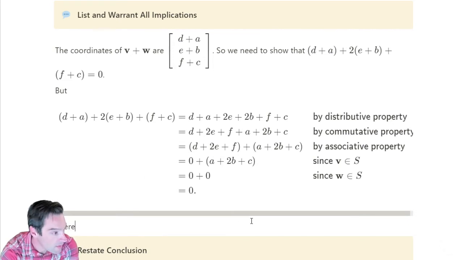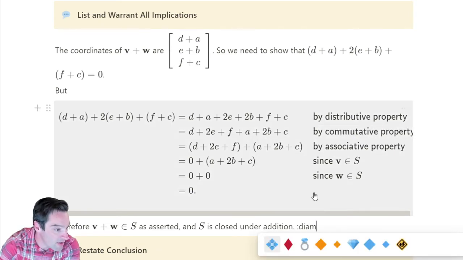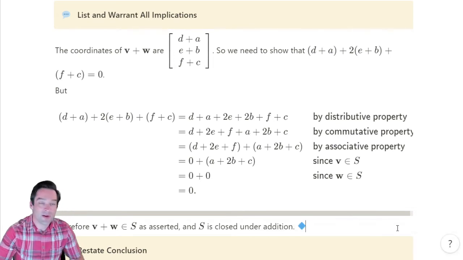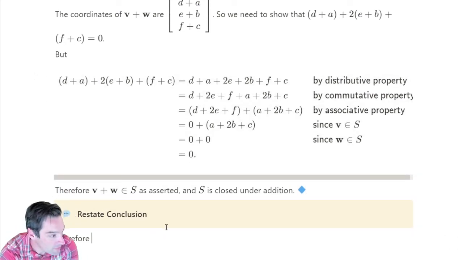Therefore, V plus W, so this is kind of a sub-restatement of conclusion, V plus W belongs to S as asserted. And S is closed under addition. Sometimes at an intermediate step in the middle of a proof when we're not quite done, rather than using our full end of proof symbol, we'll use a diamond or something, just to say, all right, I've established one of the subclaims that I set out to make. And then once we get to the very end, therefore, we have shown that S is a vector subspace.